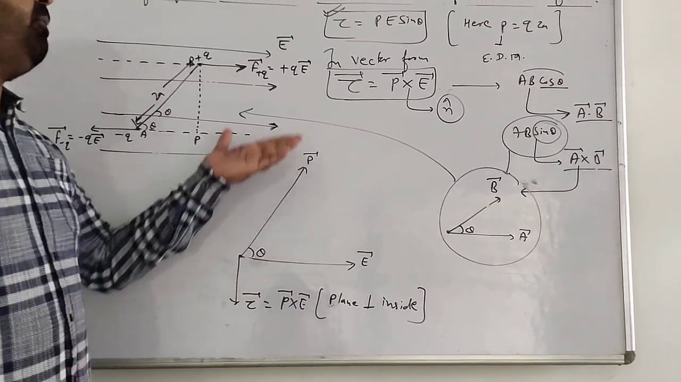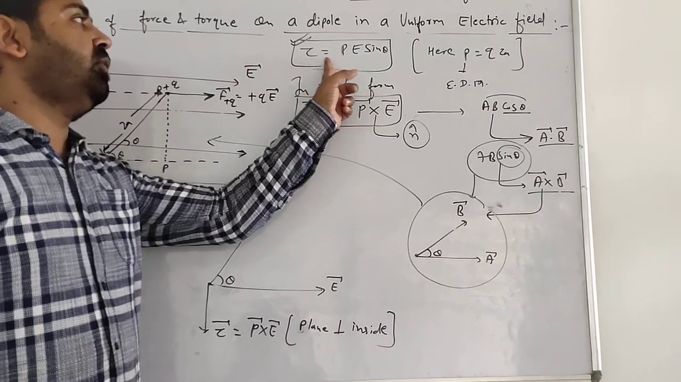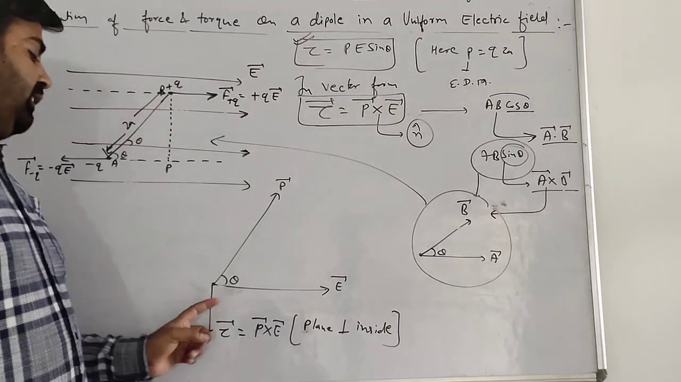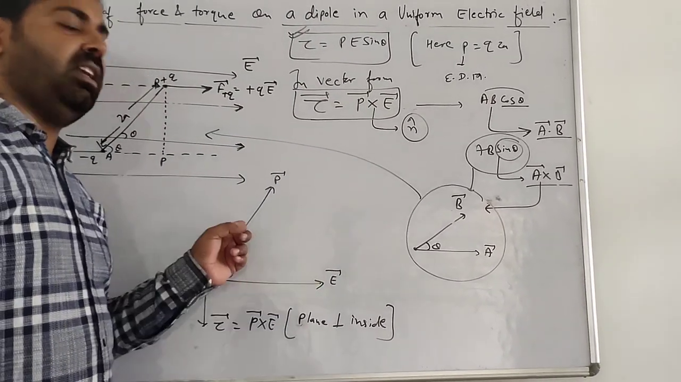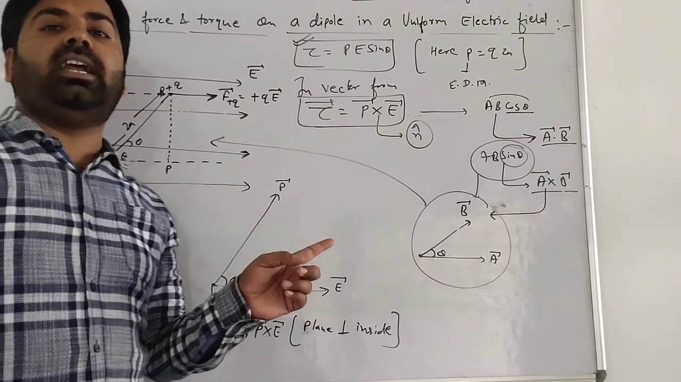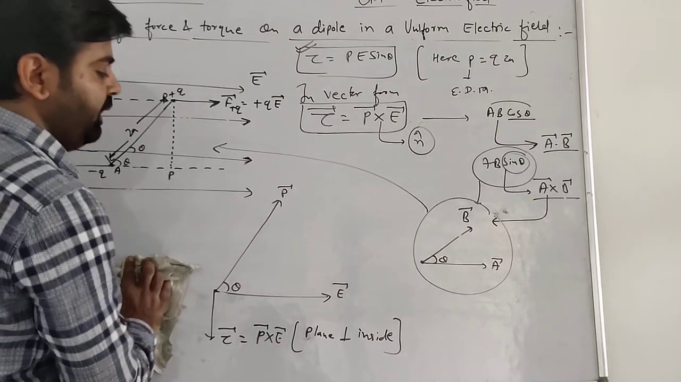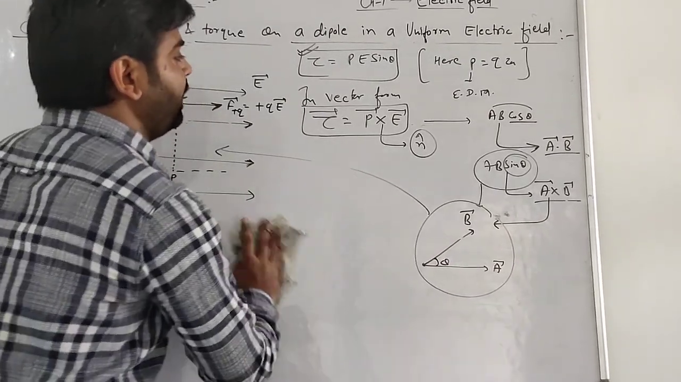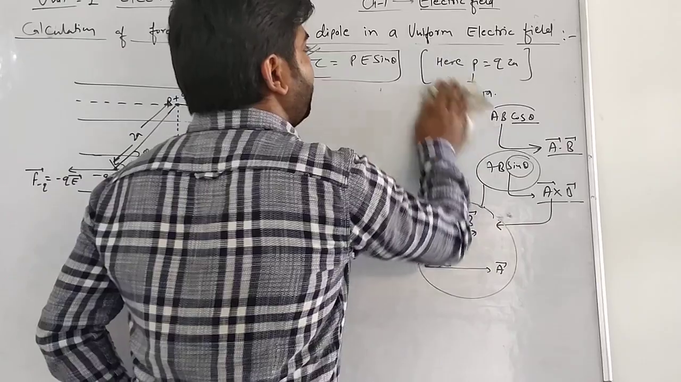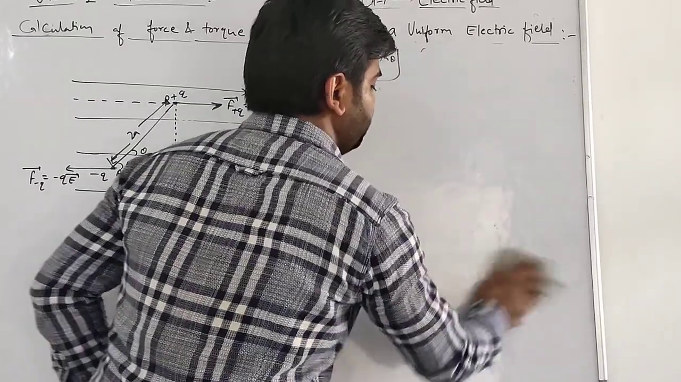In this way, we find the magnitude of torque. Tau is equal to PE sin theta, and its direction is plane perpendicular inside, from the right hand thumb rule or screw rule. Now we discuss its special conditions. What are the special conditions? I will discuss.